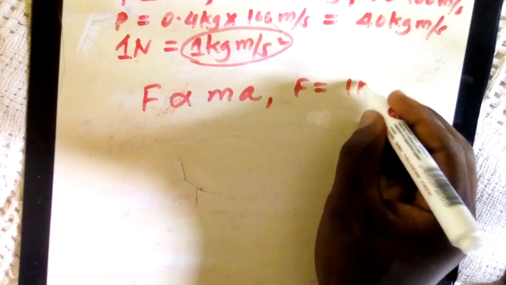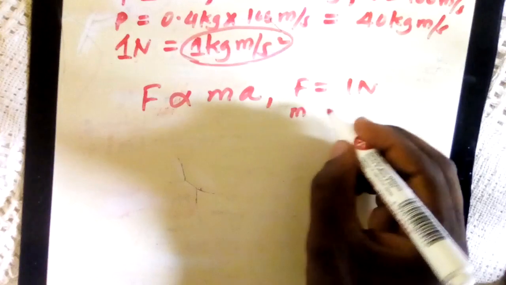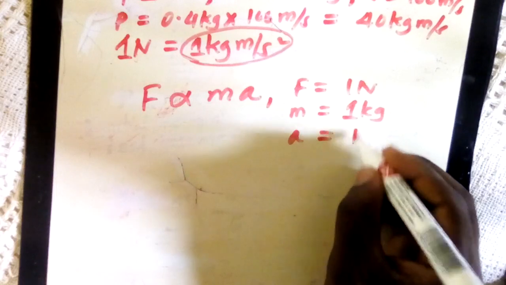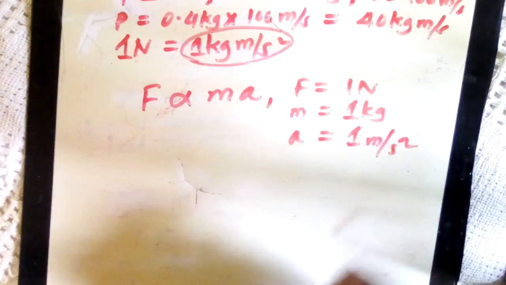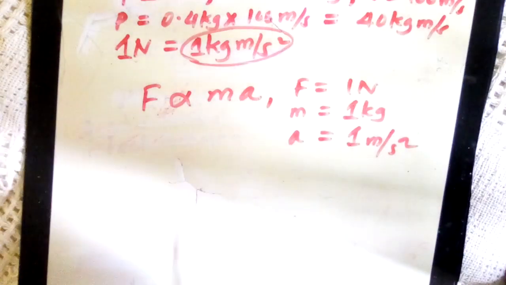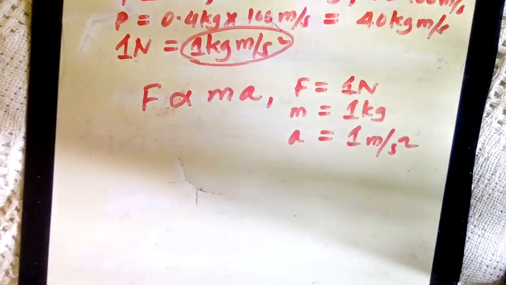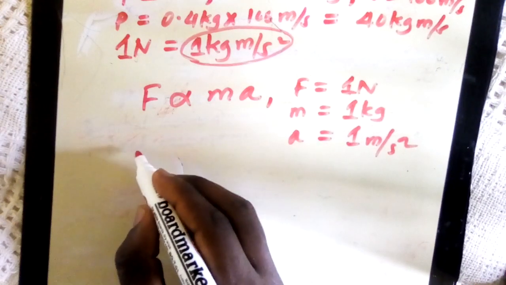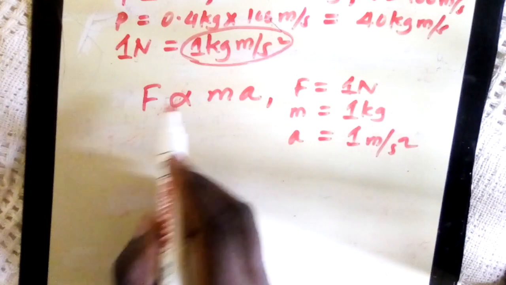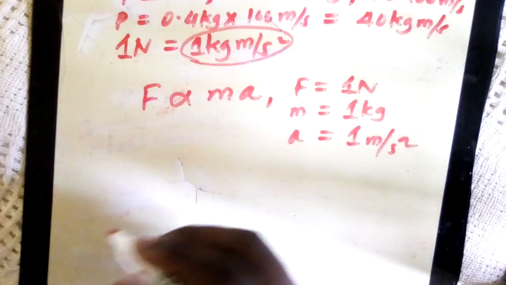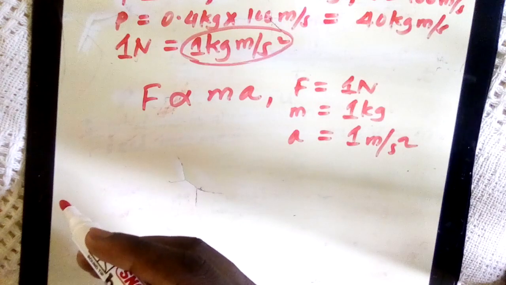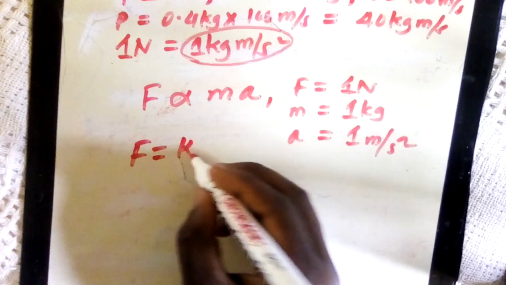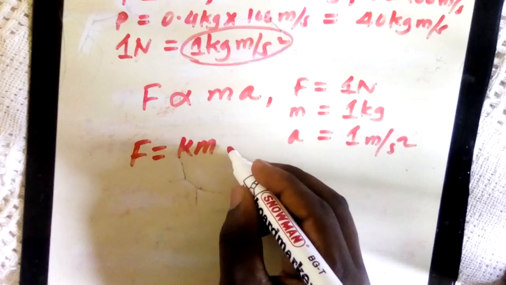Let's go to 1 Newton, and we have the mass of 1 kilogram, and we have the acceleration of 1 meter per second squared. This is basically what it means by 1 Newton. Great. So in order to remove this constant of proportionality, we need to replace this symbol with a certain constant, and I'm going to use K. So F equals K multiplied by M multiplied by A.